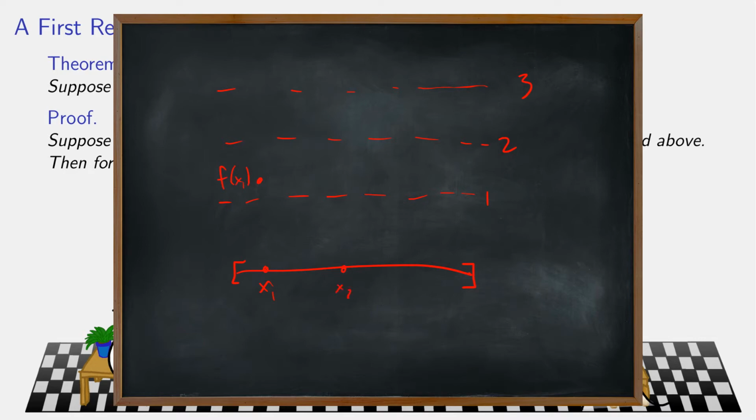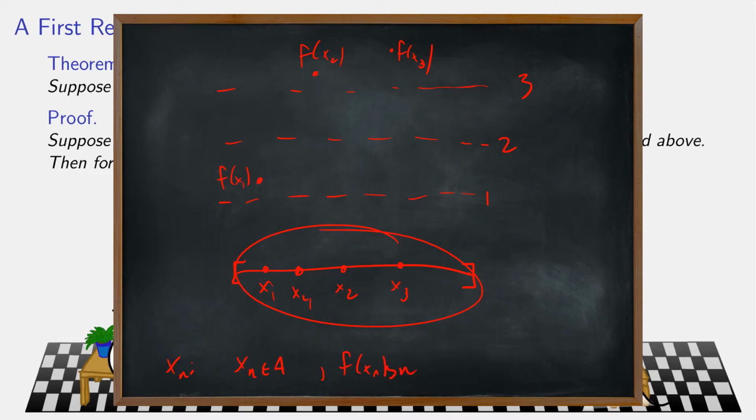Then there's an x2 so that f of x2 is bigger than 2. And it might be bigger than 3 as well. I don't really care as long as it's bigger than 2. And then there's an x3 so that f of x3 is bigger than 3. There's an x4 so that f of x4 is bigger than 4, and so forth. This sequence down here doesn't have to be increasing or anything. It's just a bunch of points. But each x sub n has the property that, first of all, it's in A. It's in our compact set, but also f of x_n is bigger than n.